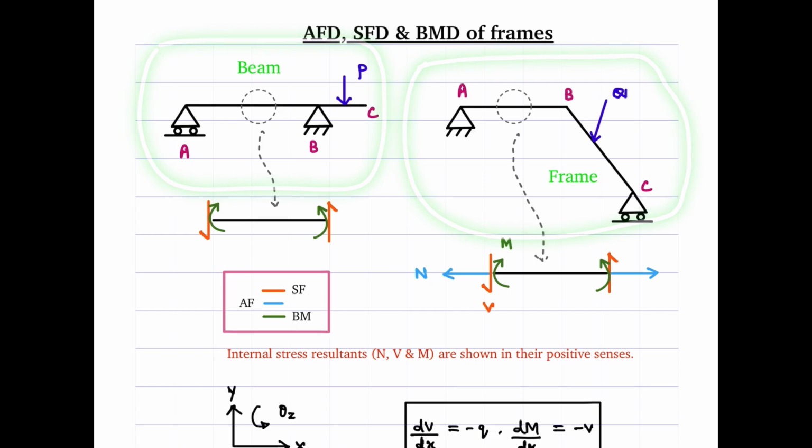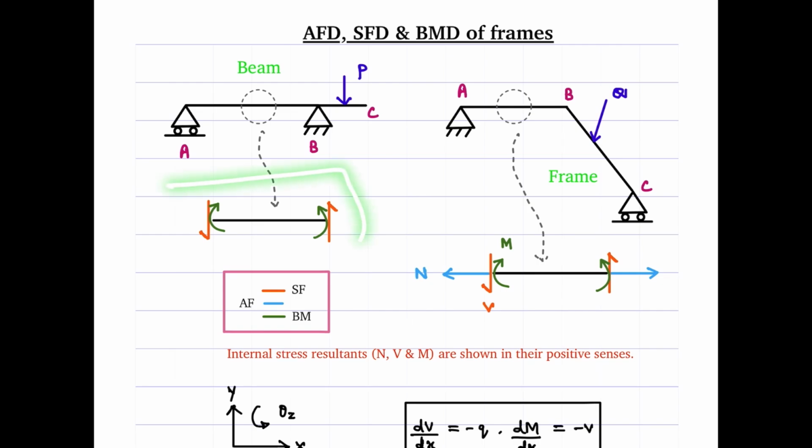So what is the basic difference here is in terms of the stress resultants, right? If you take a beam, we are going to see only what stress resultants. We are going to see only shear force and then bending moment as we represent it. However, if we take a frame, you will see additionally the presence of the axial force as is indicated by N here, right? And then the internal stress resultants here are shown in their positive senses.